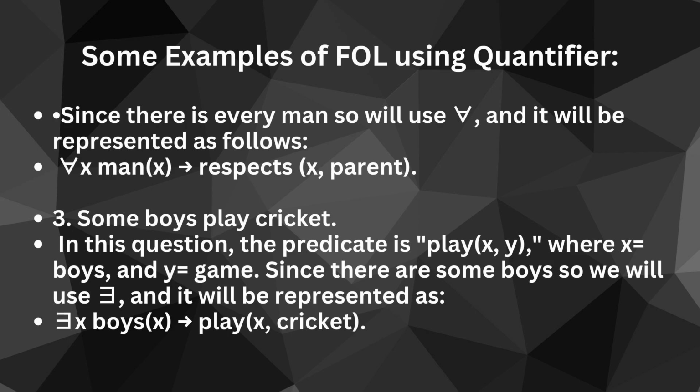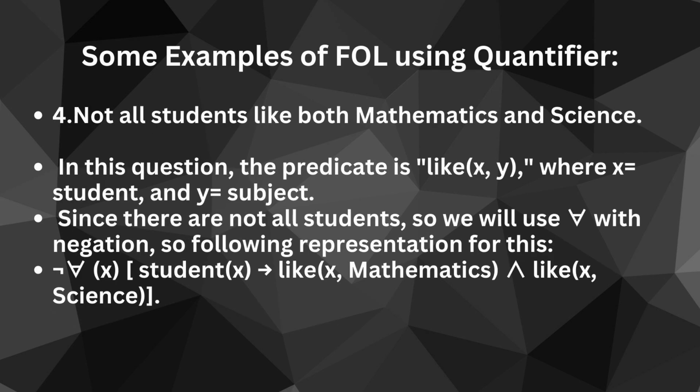Next example is "not all students like both mathematics and science." So, the predicate is like x comma y, where x represents students and y represents subjects, and the statement indicates that not all students like both mathematics and science.